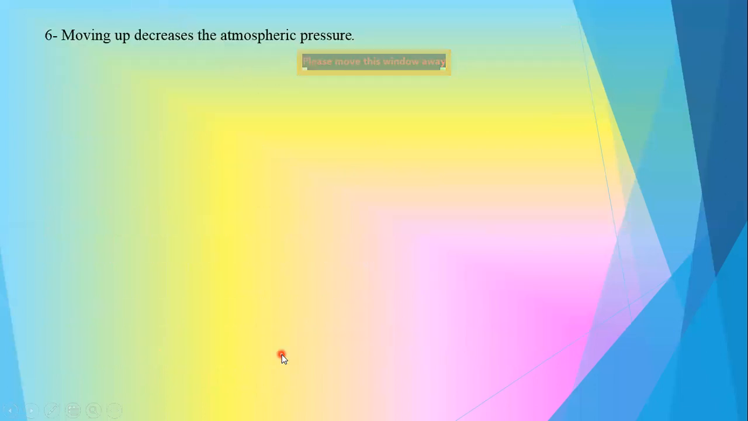Number 6. Moving up decreases the atmospheric pressure. Atmospheric pressure is basically the weight of the air column on a unit area. When we are going up, what will happen? The weight of the air column decreases, so the atmospheric pressure decreases.